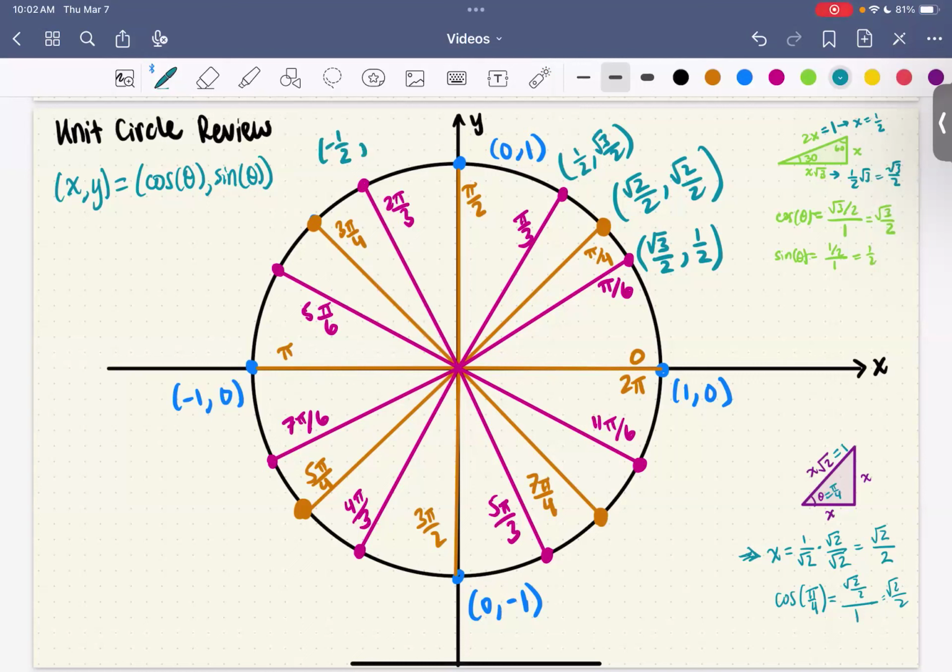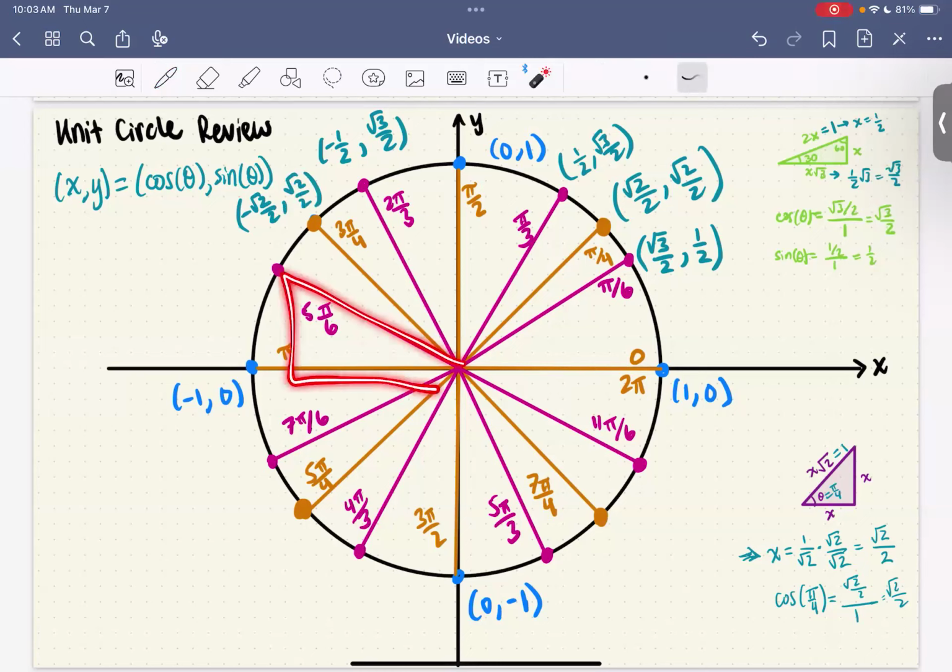And the longer side is the one that was going up, so that's root 3 over 2. This is one of my pi over 4s, so I know that it has to have root 2 over 2, root 2 over 2, but I had to go to a negative x value.